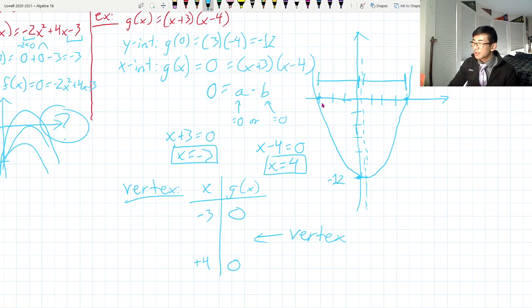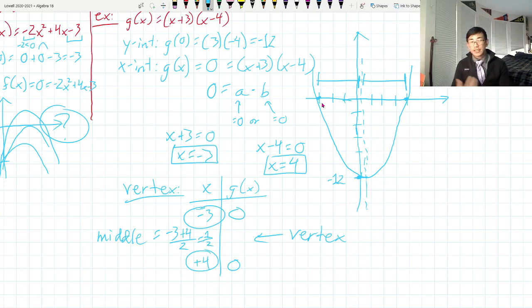So the question is, what's the middle of negative 3 and positive 4? Well, the way we find the middle of two numbers is also called the average of two numbers, and that's going to be equal to adding them up and dividing by 2. And so that's going to be at, let's see, positive 1/2 right there. And now that we know the x value of the vertex, we can plug it in to find the y value.